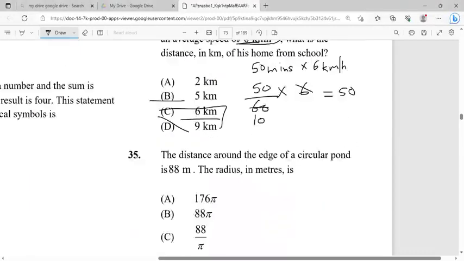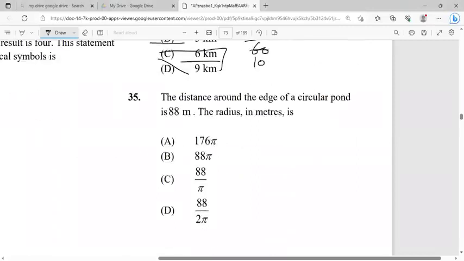All right, 35. The distance around the edge of a circular pond is 88. We have done this so many times. C equals 2 pi r. That's a circular pond. And they gave us this to be 88. And we're just going to solve for r. I actually put in the answer already because I've done this basically in every video.